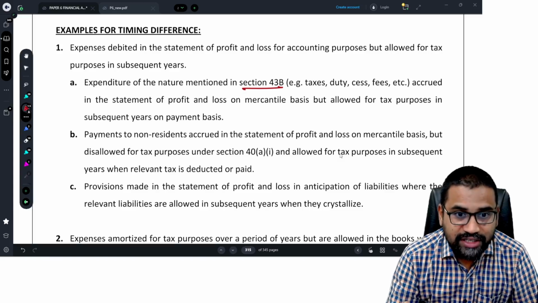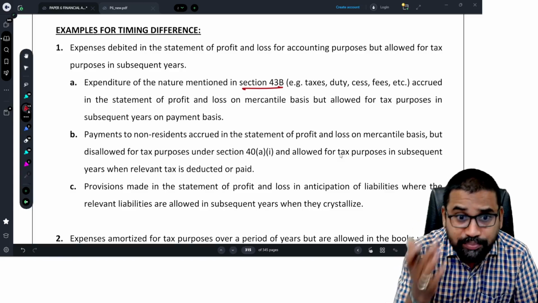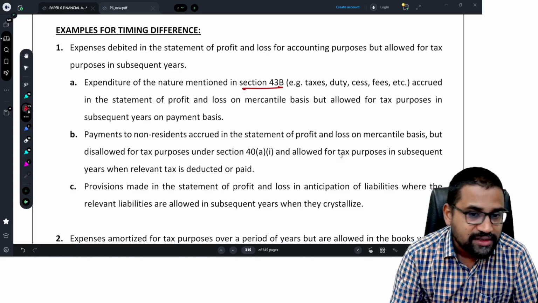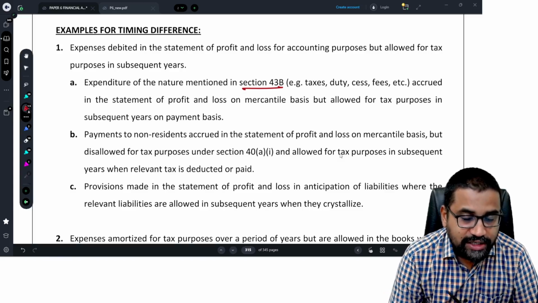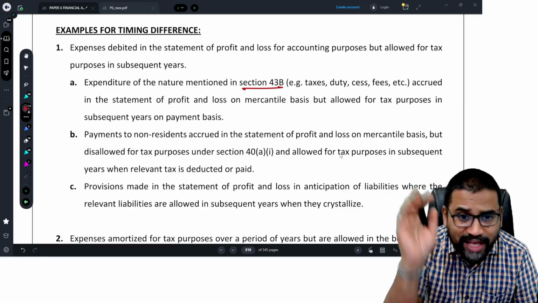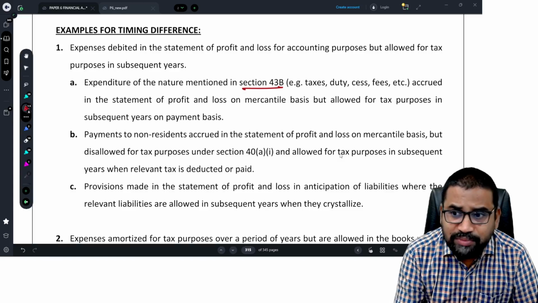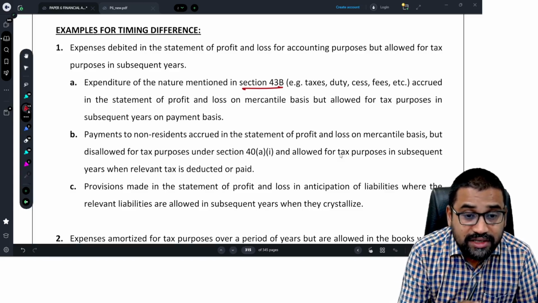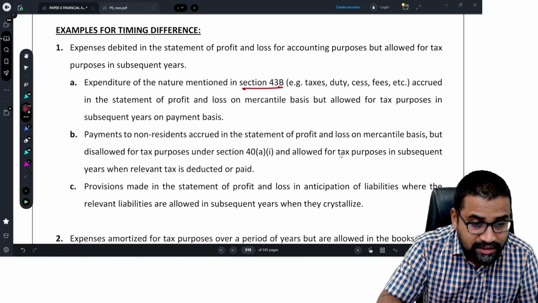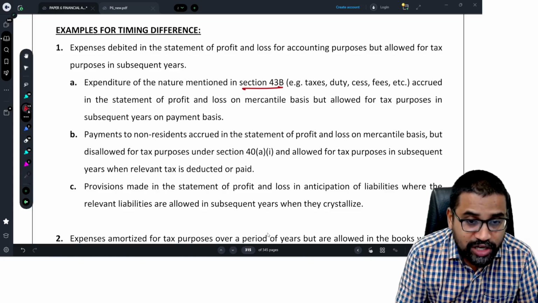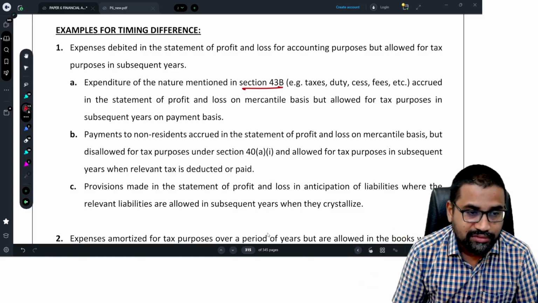Another one is gratuity. For example, you paid gratuity to the employee. Only when you pay, we will allow. Suppose you created a provision for gratuity, we don't allow it in income tax. Of course, you debit it to the P&L account. In accounts, we allow it. We debit to the P&L account. But in income tax, we don't allow it. So that means there is a timing difference. You create a provision this year. As per the accounts, we debit to P&L. But in income tax, it is not allowed. When you pay, it is allowed.